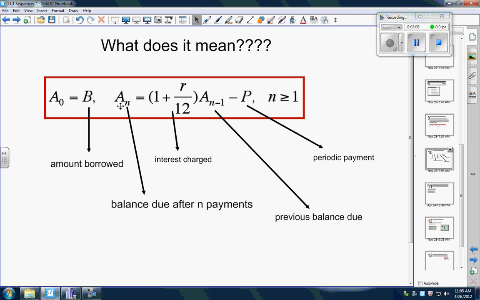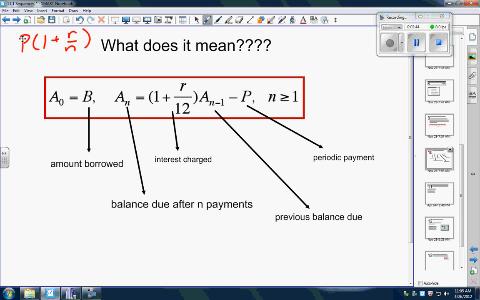Now, A sub n equals 1 plus r over 12. You've seen that before from Algebra 2 and College Algebra. That's your discrete time frame interest formula. So we had a principal, 1 plus rate over n, where it happened n times a year. So if the n's a 12, that's why it gets subbed in there. You have to add the 1 or else it's not going to grow, or it has to be more than 100% there. The A sub n minus 1 is the previous balance due.